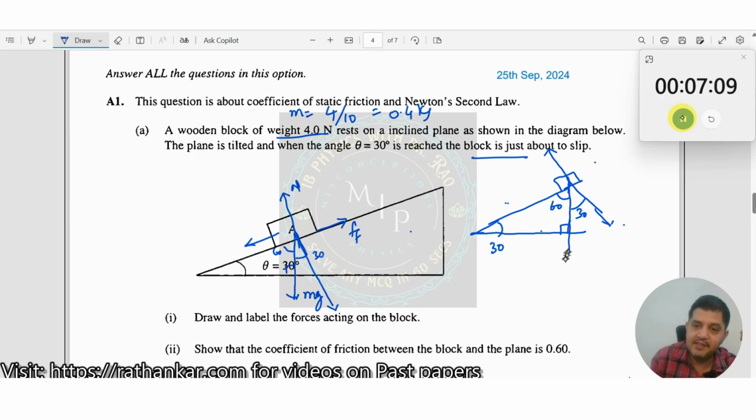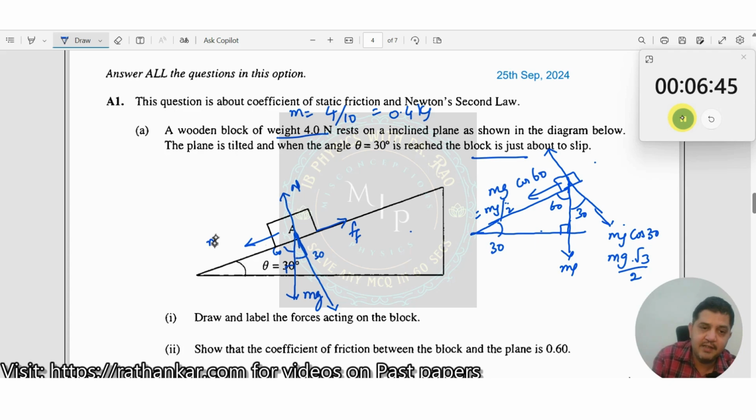Now this is your mg force. The component of mg along this direction should be mg cos 30, which you can write as mg into root 3 divided by 2. And along this direction, it should be mg cos 60, which is equal to mg divided by 2. I will write mg by 2 here, the frictional force here, and mg into root 3 by 2 here. I have written all the forces now.